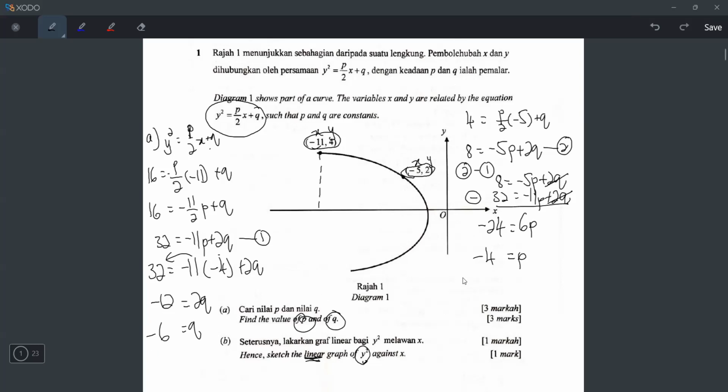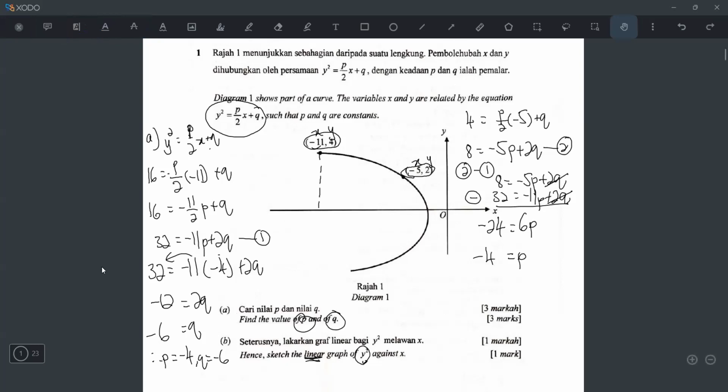So I will write p equals negative 4, q equals negative 6. Okay, so that's how you do question A. What about question B?